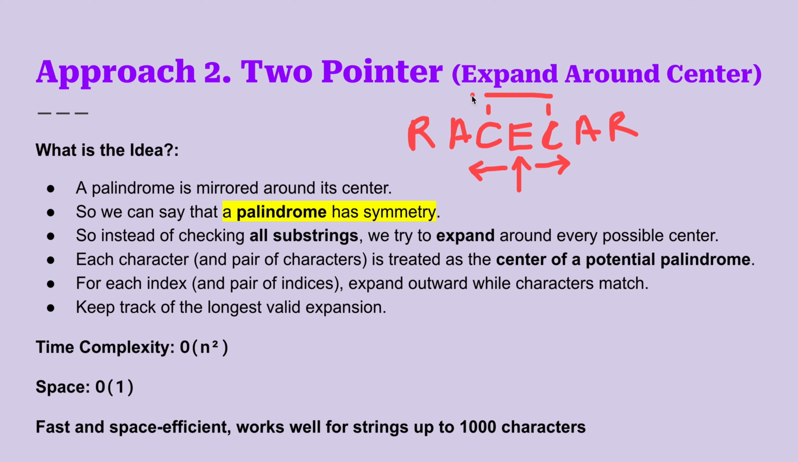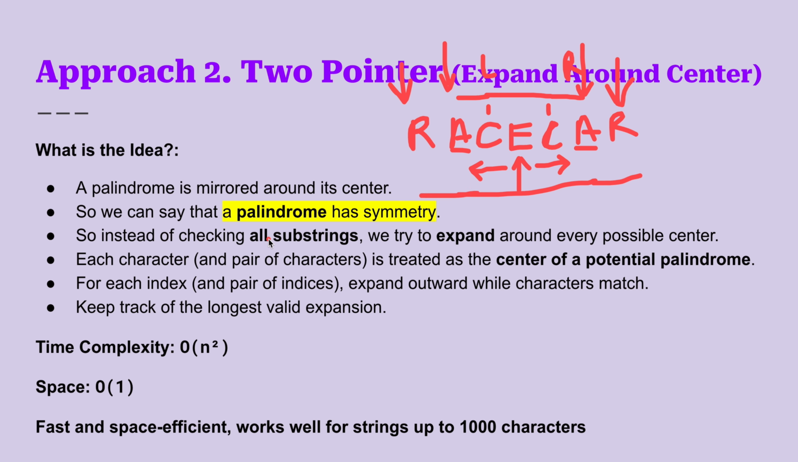Next, we'll try to expand left and right. If we have taken left on this side and right on this side, then when we come this side, we are doing left minus minus, and here we are doing right plus plus. If the characters are the same, the palindrome is now from here to here. Then we again do left minus minus and right plus plus, so we can expand our palindrome till here.